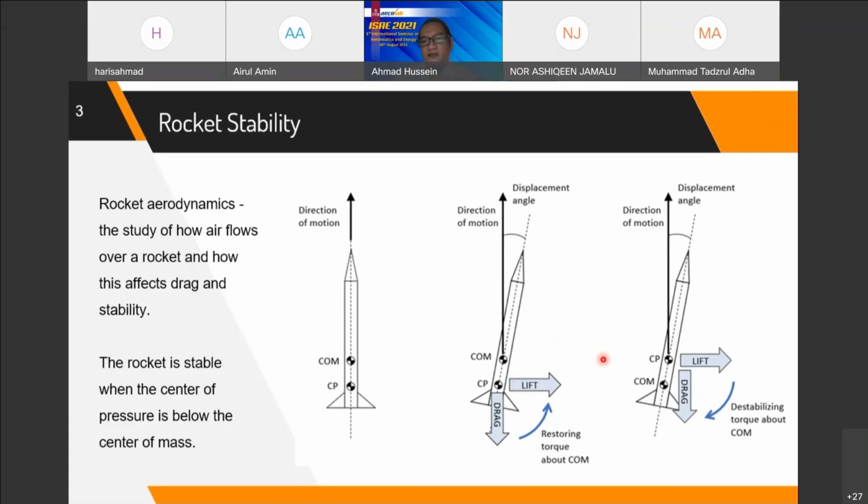Otherwise, if the center of pressure is located above the center of mass, the aerodynamic force will produce a destabilizing torque about the center of mass.